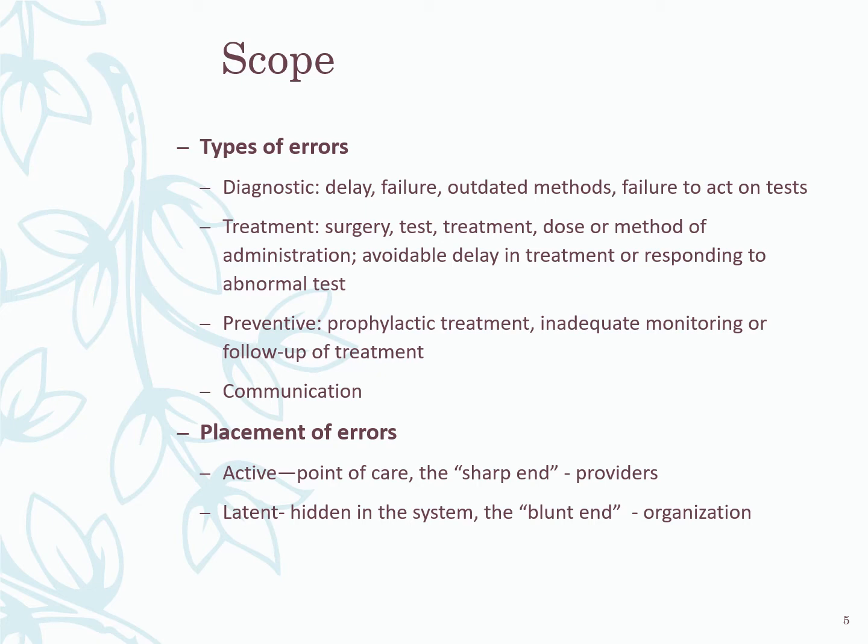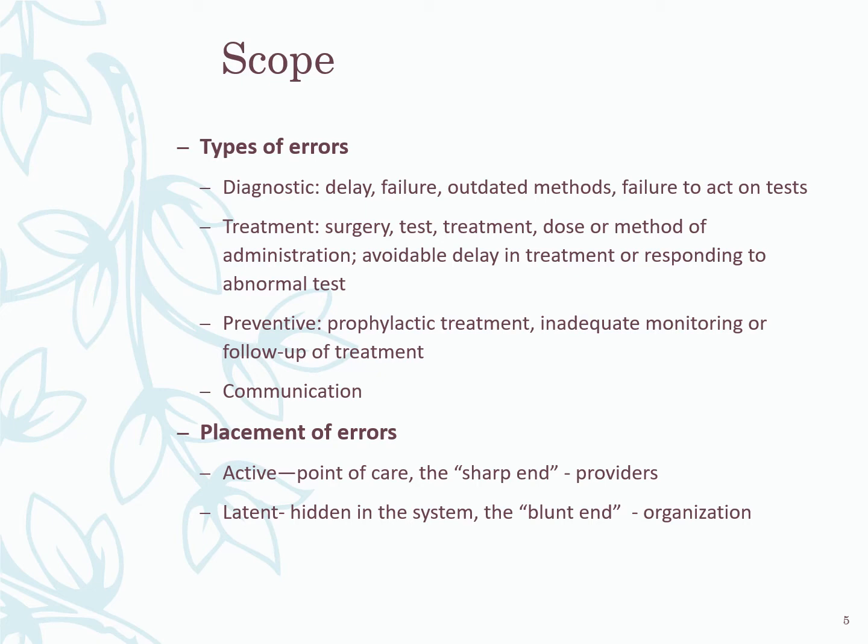2. Treatment errors occur in the performance of an operation, procedure, or test, in administering a treatment, in the dose or method of administering a drug, or in avoidable delay in treatment, or in responding to an abnormal test. 3. Preventive errors occur when there are failures to provide prophylactic treatment and inadequate monitoring or follow-up of treatment. 4. Communication failure, meaning a lack of communication or a lack of clarity in communication, can lead to many types of errors. By employing a standardized system for classifying different types of errors, best practices can be developed to address safety compromises in healthcare systems.